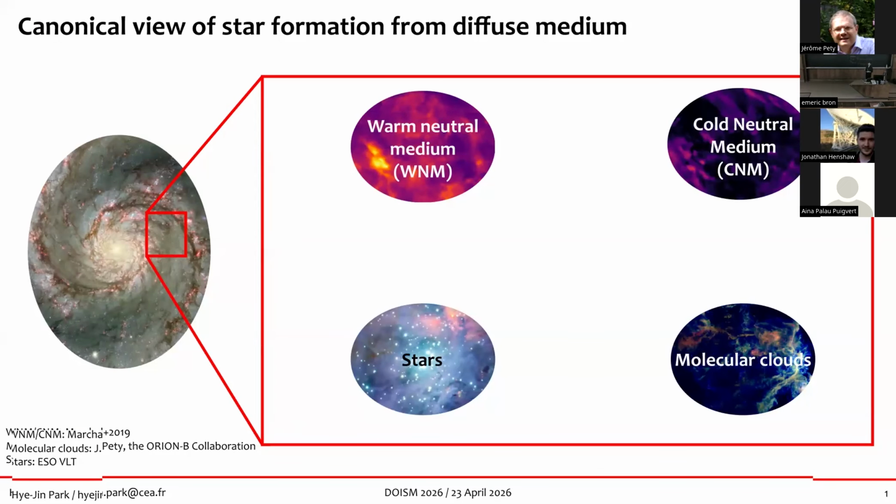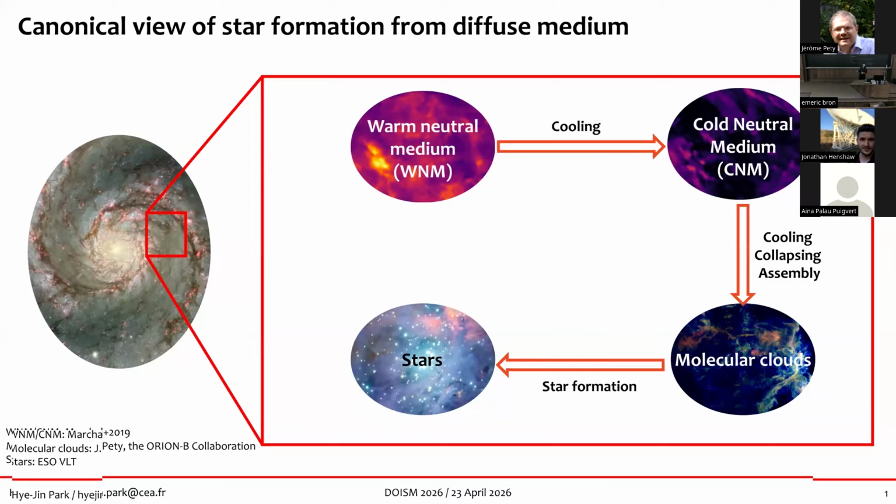So let's start with the canonical view of star formation from the diffuse medium. In a galaxy, if you look at one part of the galaxy, it's a mixture of the warm neutral medium, cold neutral medium, molecular gas, and stars. And this has a cycle. The warm neutral medium cools down and forms the cold neutral medium, and then further cooling, collapsing and assembly makes molecular clouds, and it becomes stars inside the molecular clouds.